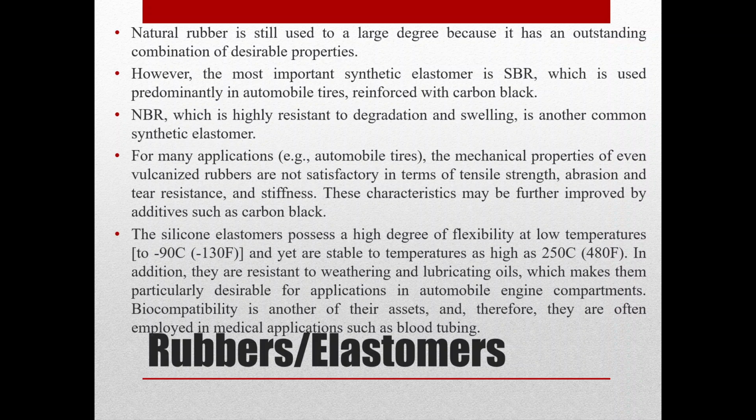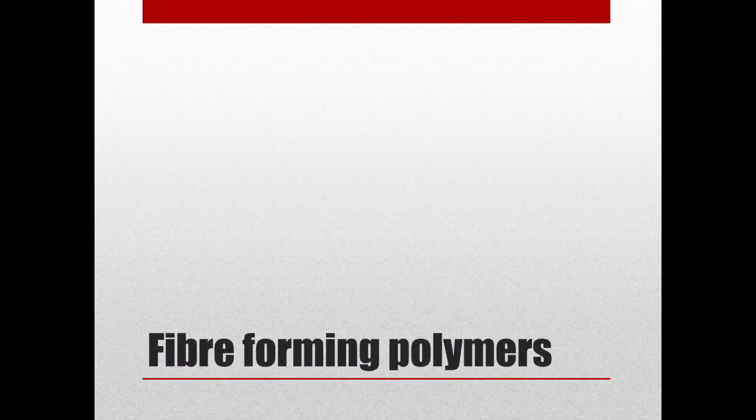So there are other elastomers like silicone. The silicone elastomers possess a high degree of flexibility at low temperatures and yet are stable to temperatures as high as 250 degrees Celsius. In addition, they are resistant to weathering and lubricating oils, which make them particularly desirable for application in automobile engine compartments. Also, the property of biocompatibility is another asset, and therefore they are often employed in medical applications such as blood tubings. So next we come to fiber forming polymers.